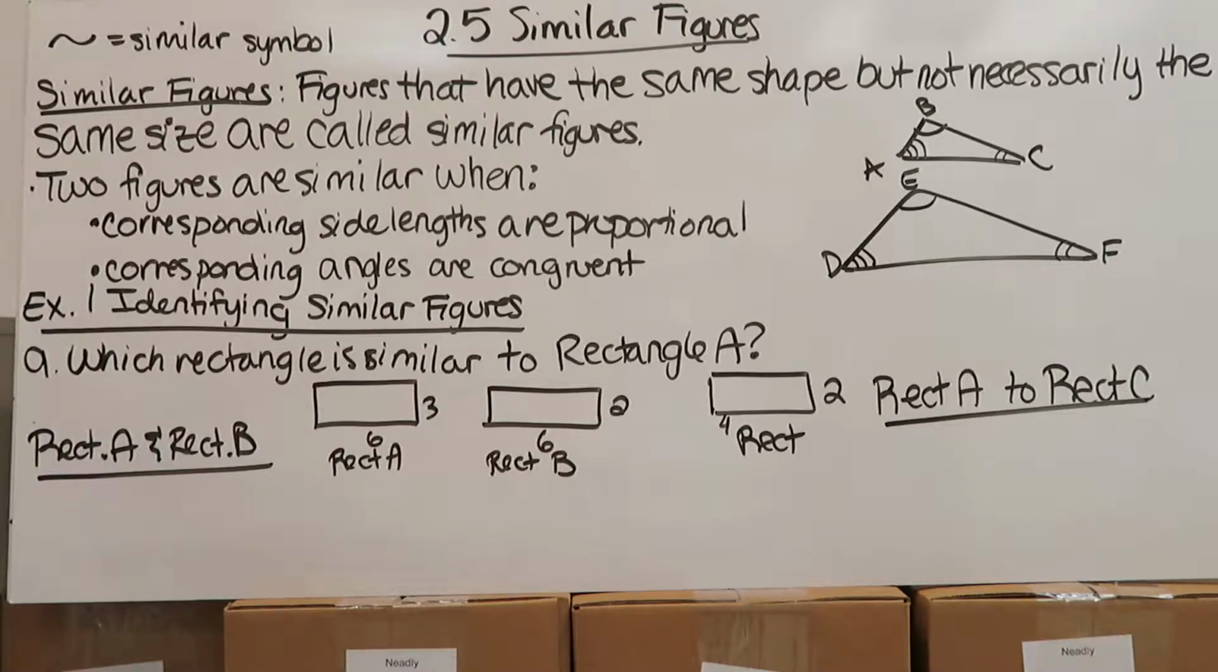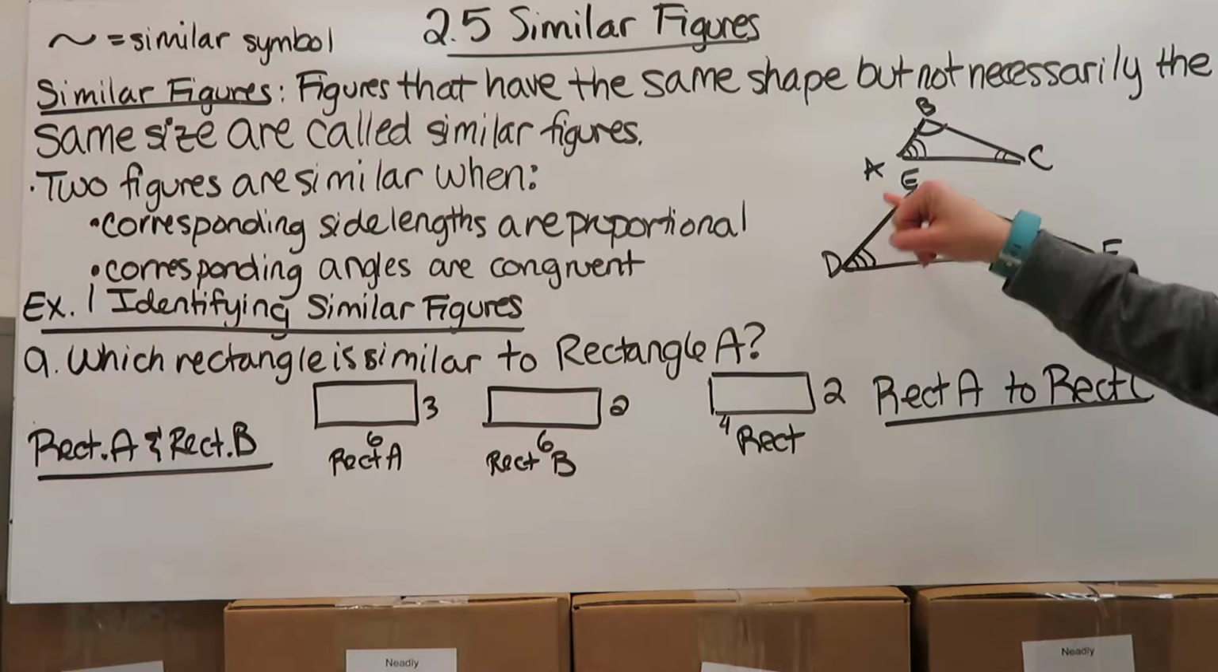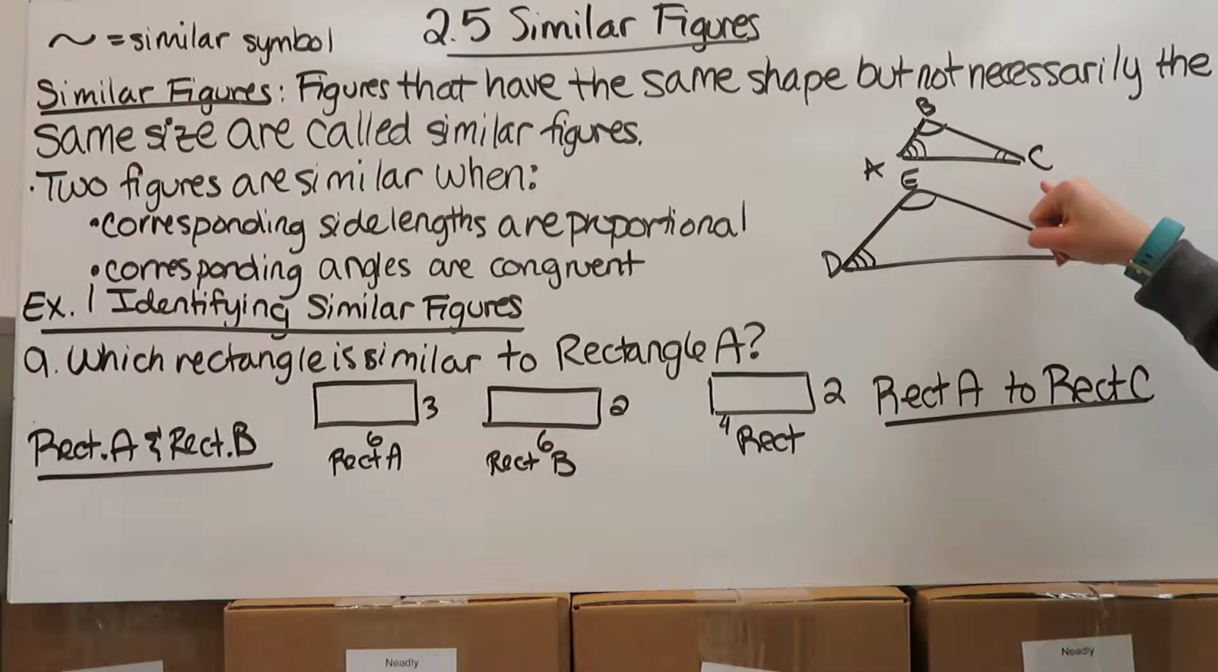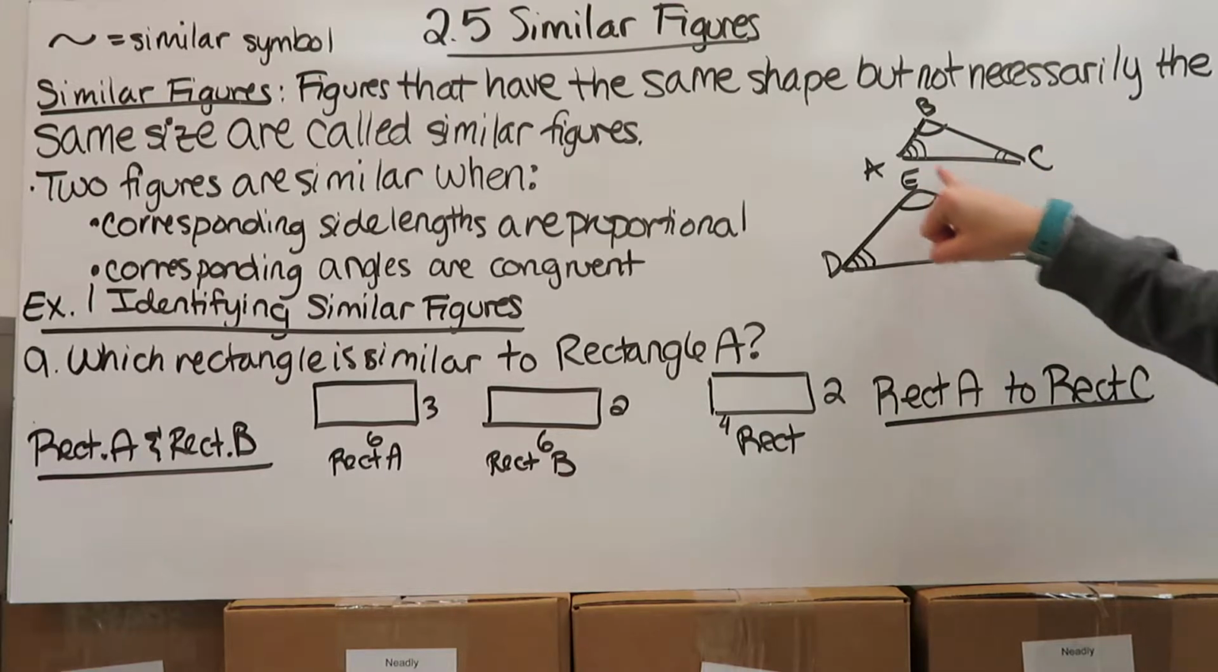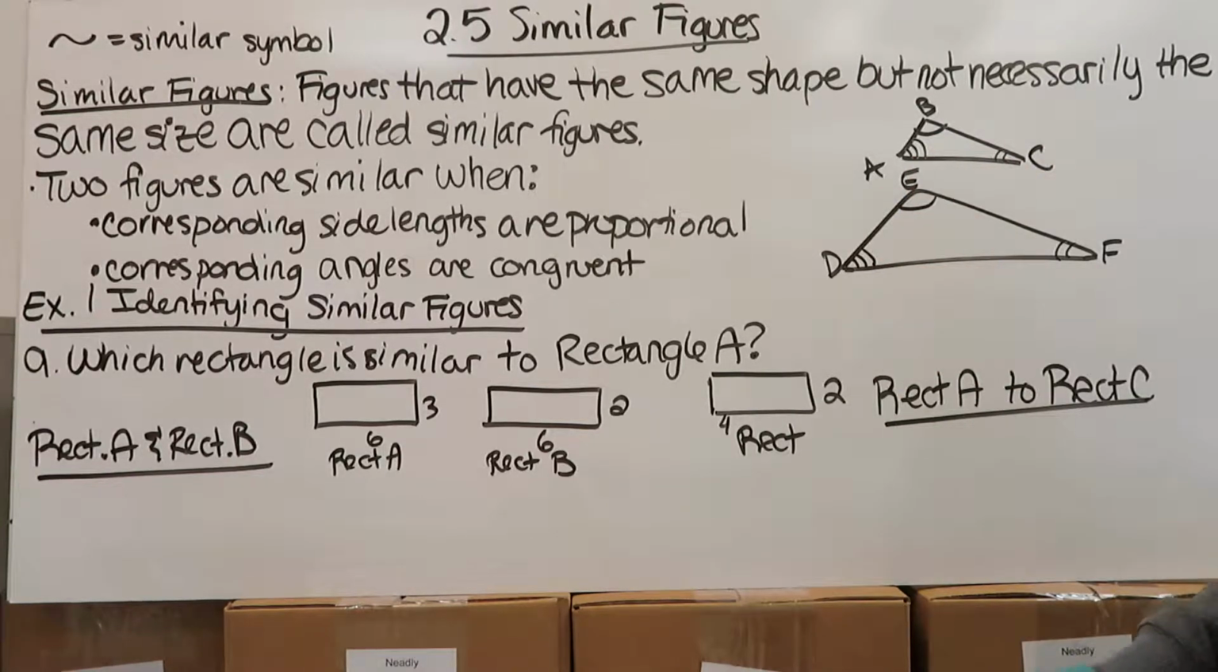So two figures are similar when they have corresponding side lengths that are proportional and corresponding angles that are congruent. So if we have triangle ABC, that is similar to triangle DEF because of the angles. Again, they are similar. All right, example 1, identifying similar figures.